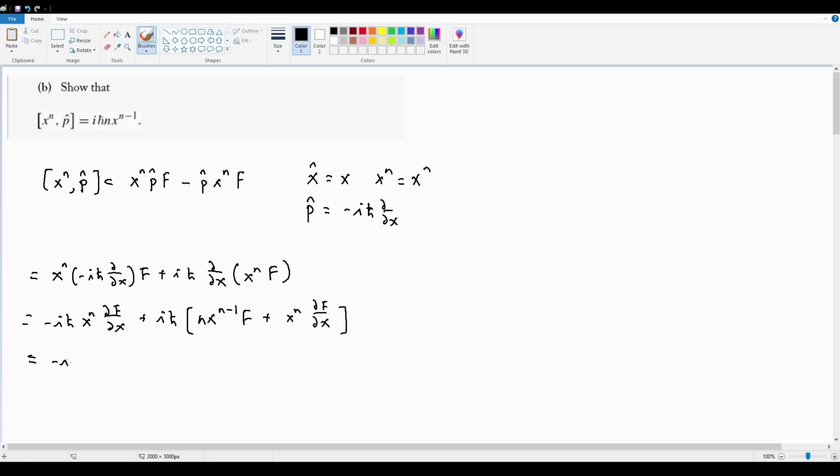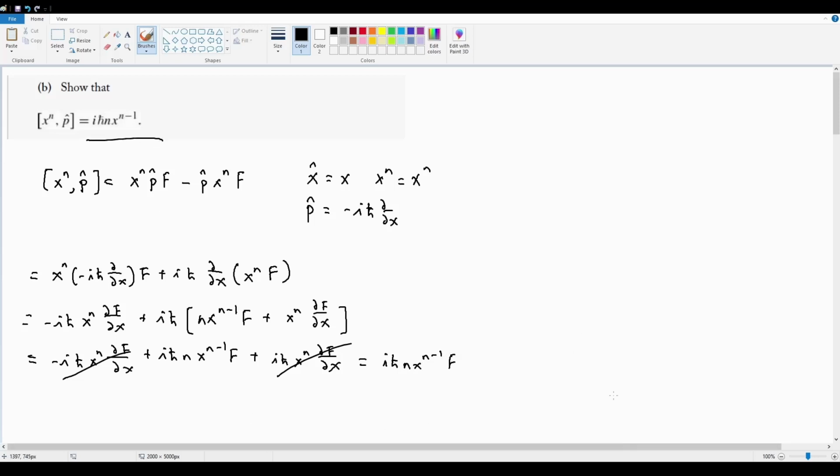Writing this out further: negative i h bar x^n df/dx plus i h bar times n x^(n-1) times f plus i h bar x^n df/dx, in which case this term and this term both cancel out, leaving us with this middle term, i h bar n x^(n-1) times f, which is exactly what this is.